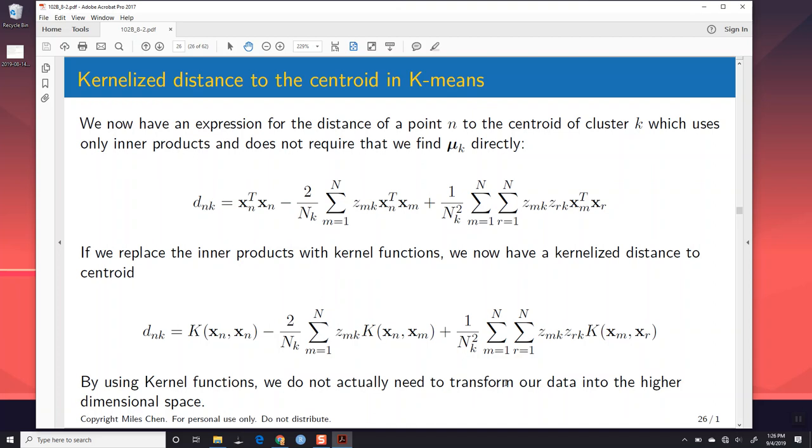So you have some point one. What is its distance to the centroid of cluster A, the red centroid? What is the distance to the black centroid? And what's the distance to the green centroid? That's what this is: from point one to the red, black, and green centroids, and point two to the red, black, and green centroids.